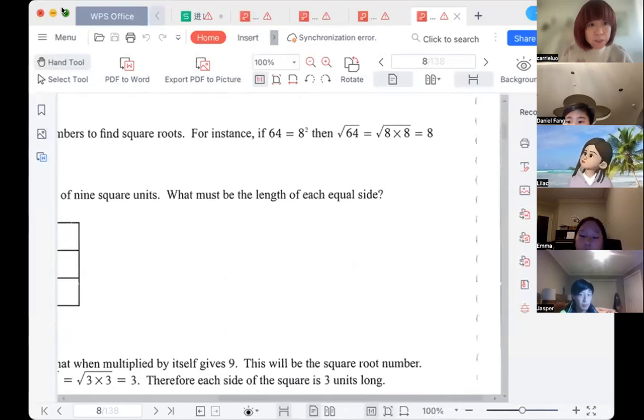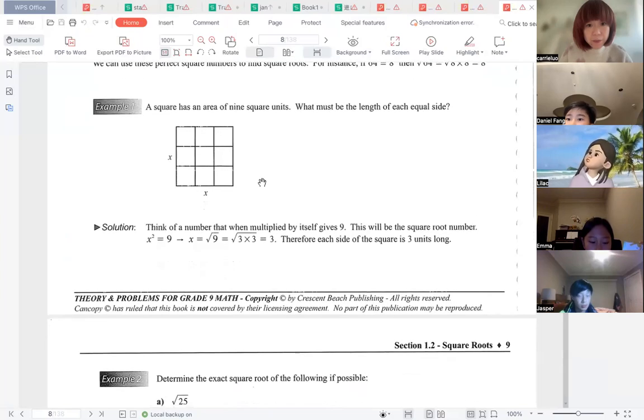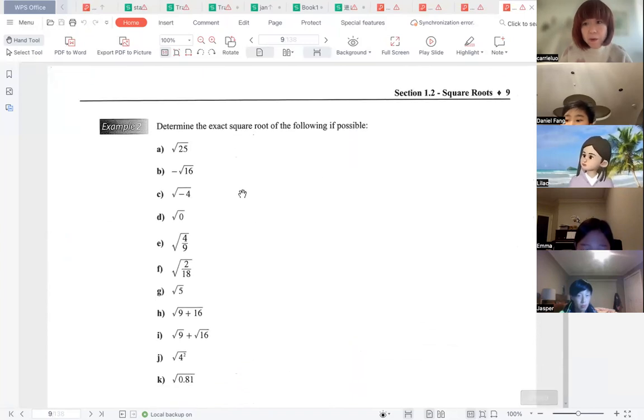A square has an area of 9 square units. So how are you going to find out the length of each side of the square? All you need to do is square root it. Anything inside the square root, like this little house thing, Daniel, must be positive or 0.